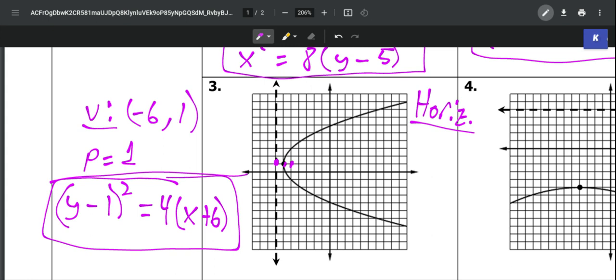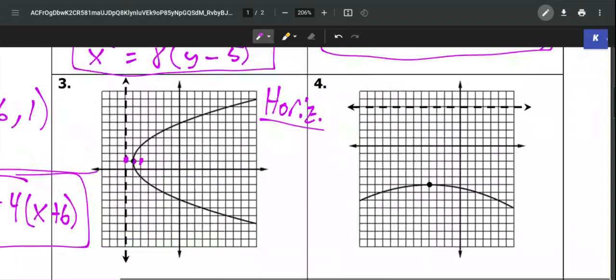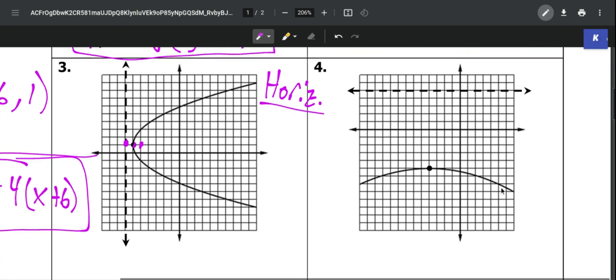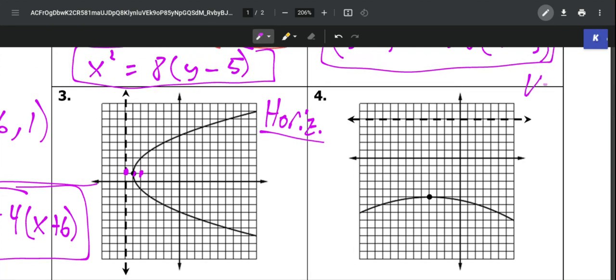And then we'll look at number 4. So number 4, we're given the same thing. We're given this directrix and not the focus. So we'll have to use the directrix to find the focus, or pretty much find what P is. So the first thing we can establish is that our parabola opens downwards. So this has got to be a vertical one because only a vertical parabola can open up or down.